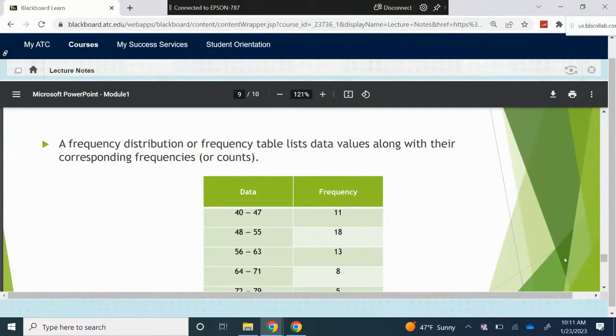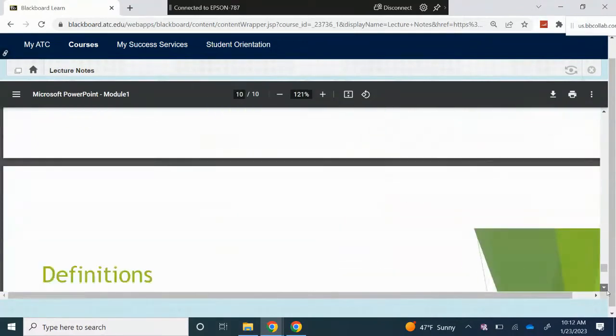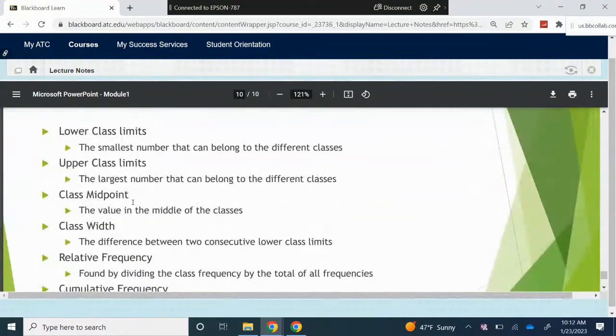on the right. Okay. And then we have what's called the midpoint of every class. And the midpoint of the class is the value that's in the middle. So we would actually take the upper class limit minus the lower class limit and divide by 2. Okay. So we're actually going to see this in practice in a second.